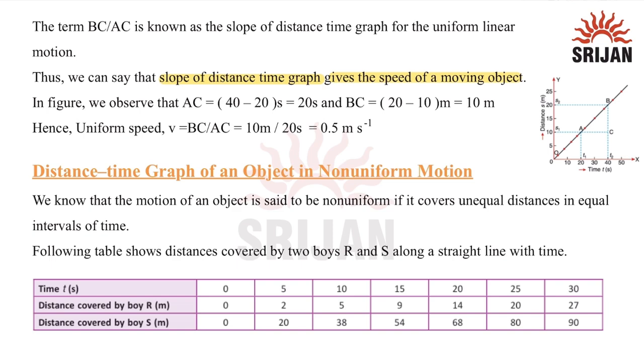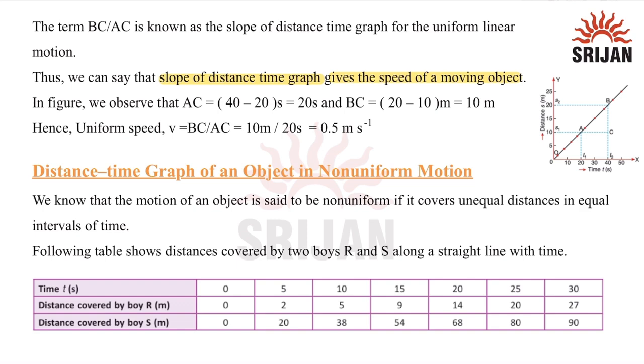Now in the figure you can see that AC is equal to 40 minus 20 seconds, that is 20 seconds, and BC is equal to 20 minus 10, that is 10 meters, right? Hence the uniform speed, that is BC upon AC, would be 10 meter upon 20 seconds, or we can say 0.5 meter per second. So this is how you can calculate the uniform speed by a graph, or specifically the distance time graph.